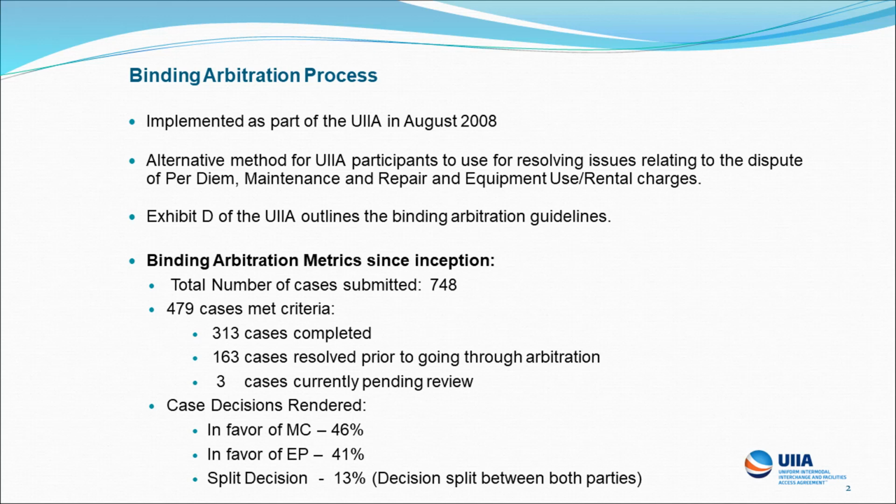And then it gives a breakdown of the case decisions. You can see out of the cases that have gone through the entire process, 46% were found in favor of the motor carrier, 41% were found in favor of the EP, and then we have 13% where there was a split decision. A split decision would be if there was an invoice involved where the panel felt that both parties had legitimate arguments, so they might have split the amount of the invoice between both parties. So the decision was found in regards to both parties instead of one single party.